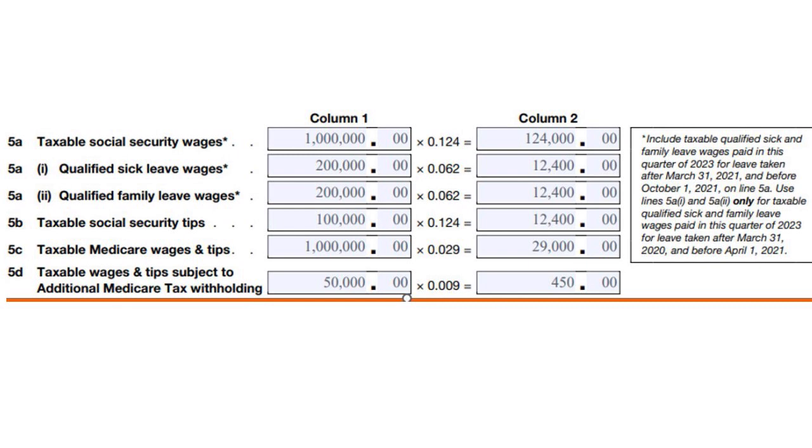And here, basically, you just have to follow some calculations. You specify the wages that are applicable to Social Security. In our case, it was 1 million. You follow the math here, you multiply, and then you get the amount. Do the same thing for 5a(ii), 5b, 5c, and 5d. This is how the calculation looks. We're going to leave this on the screen so you have a clear idea how the calculation is made. It's all about multiplying the wages times a certain percentage that the IRS has already set.